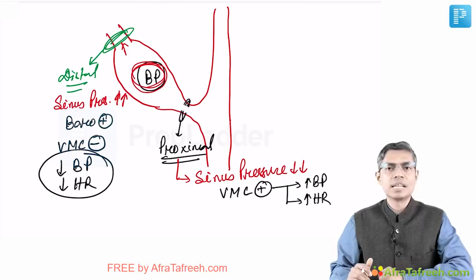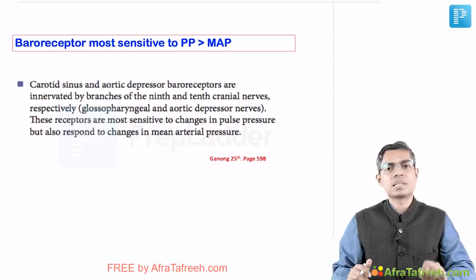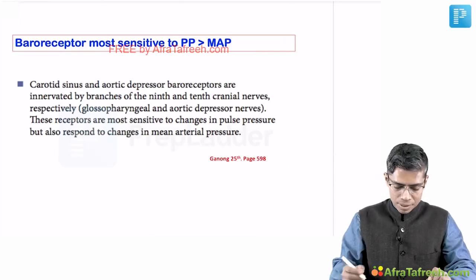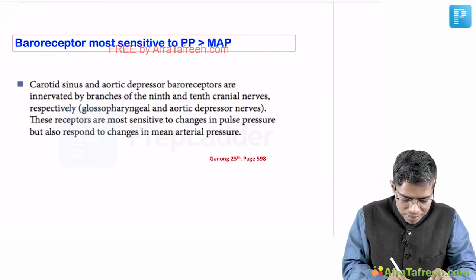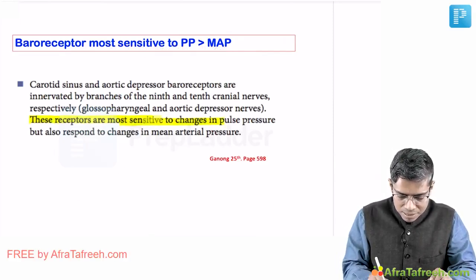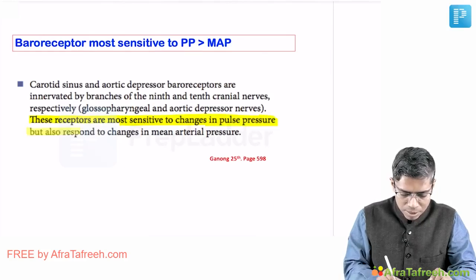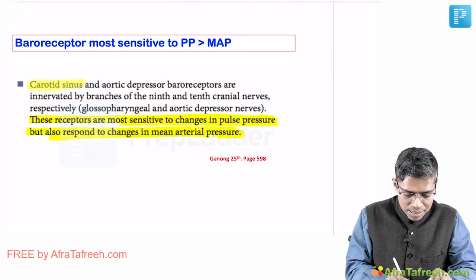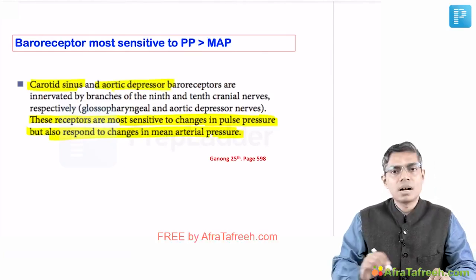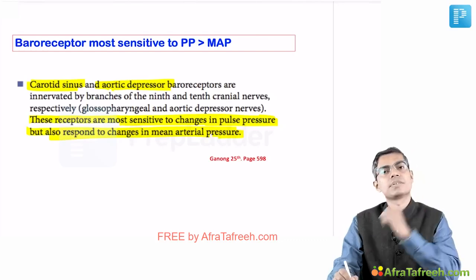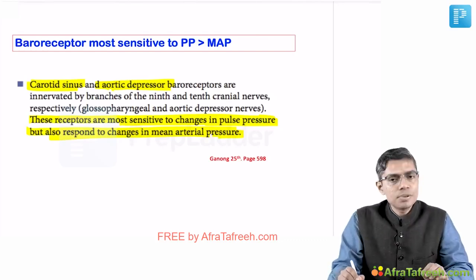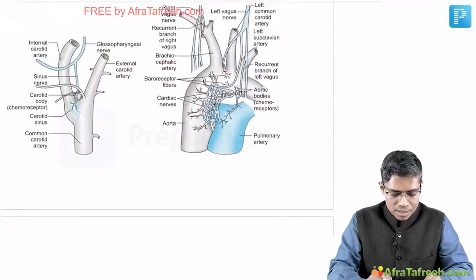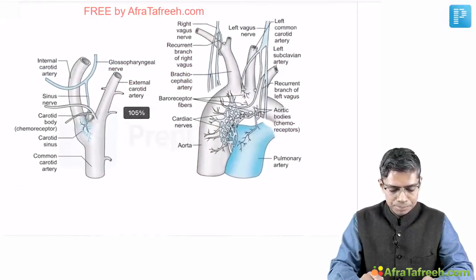So here I told you that baroreceptor is most sensitive to pulse pressure. Where it is written? Genome. It is written that these receptors are most sensitive to change in pulse pressure but also respond to change in mean arterial pressure. Which receptor? Carotid sinus and aortic arch depressor or baroreceptor, right? So they are most sensitive to pulse pressure. Never forget this.